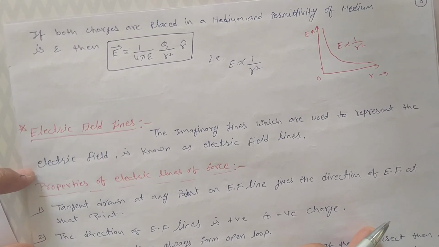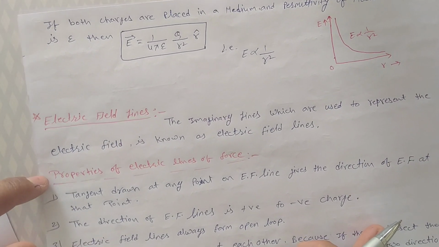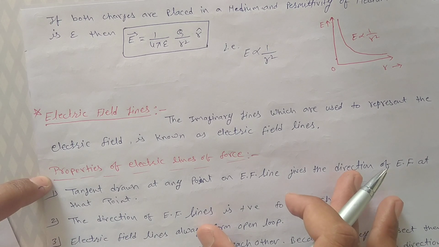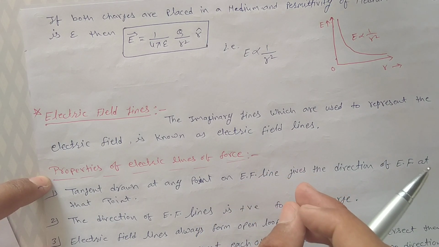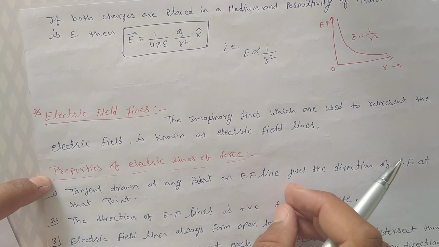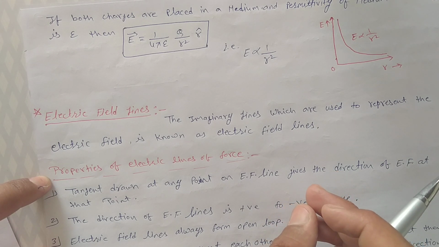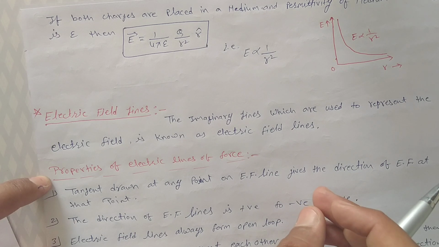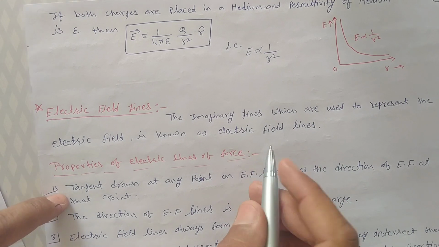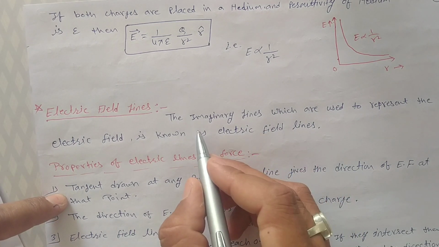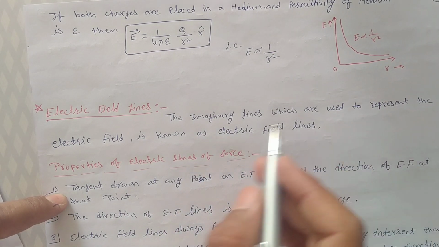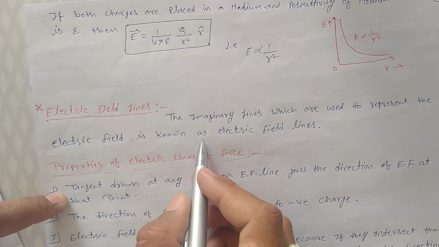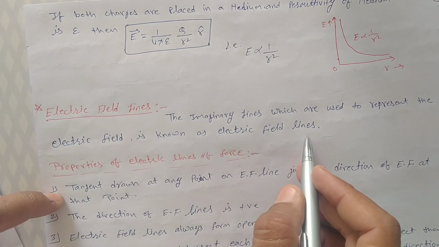Next, electric field lines. What are electric field lines? Electric field lines are imaginary lines by which we represent the electric field, because we can't see the electric field. So we can say that the imaginary lines which are used to represent the electric field are known as electric field lines.